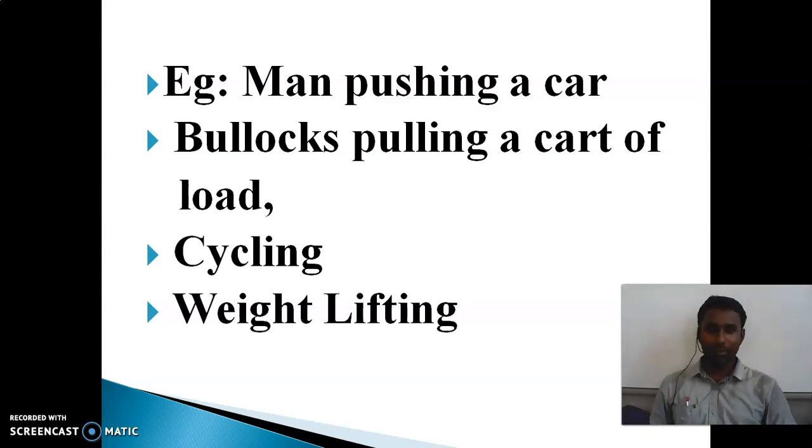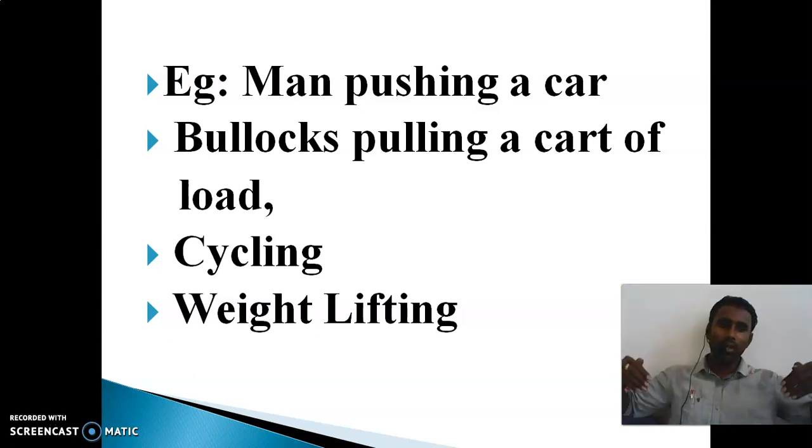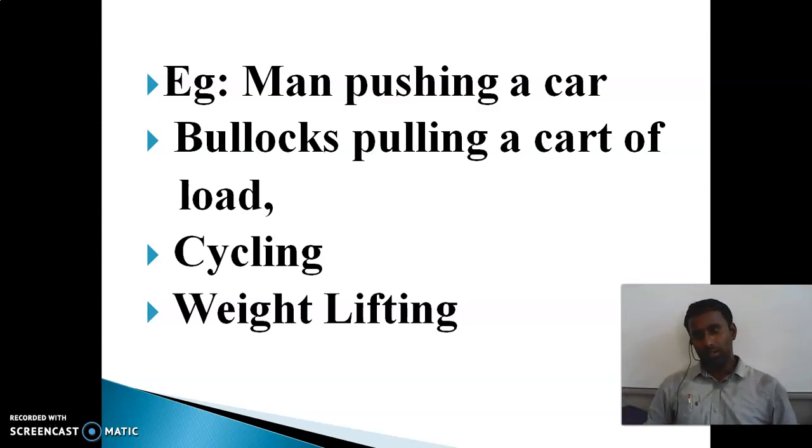Then weightlifting. Have you seen a weightlifting person? They have a lot of six packs and everything, right? Because they are eating a lot of proteins and even vitamins, everything. The weightlifter is also in contact with the weight he is lifting, and the weightlifter also has a lot of force, because that is also called contact force.